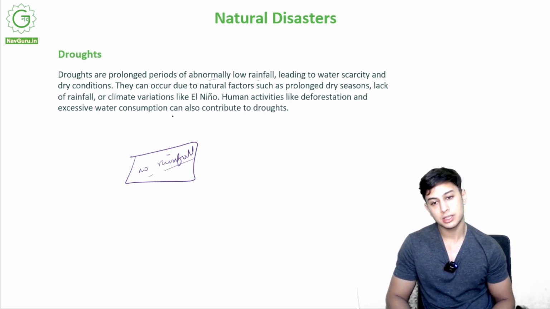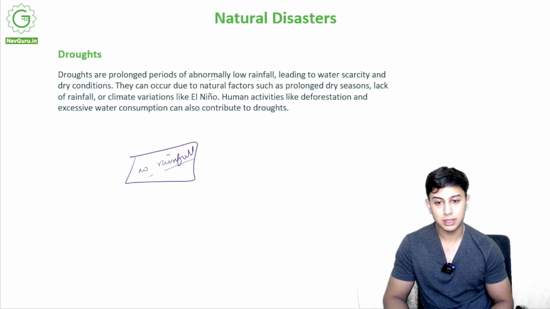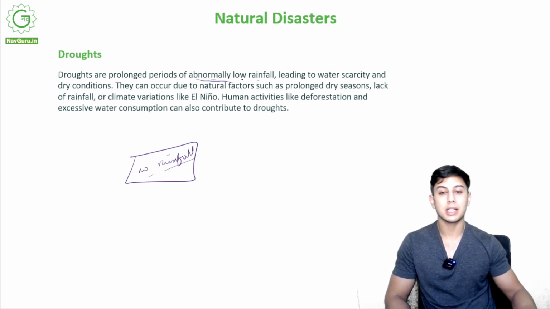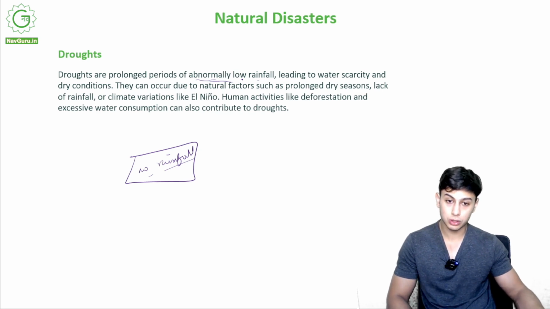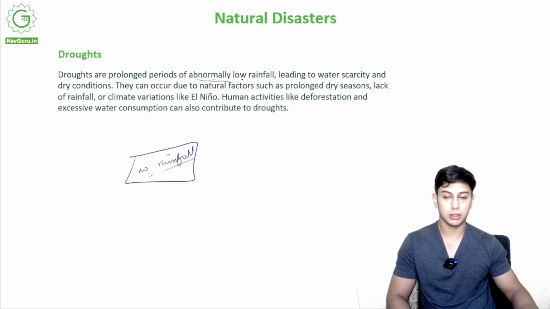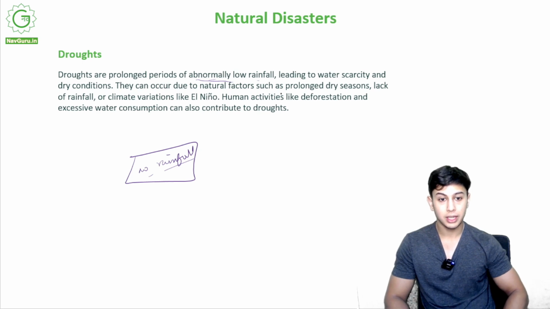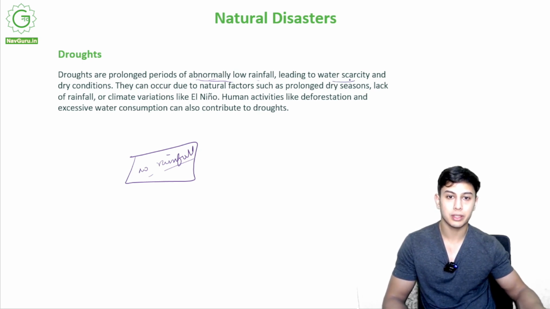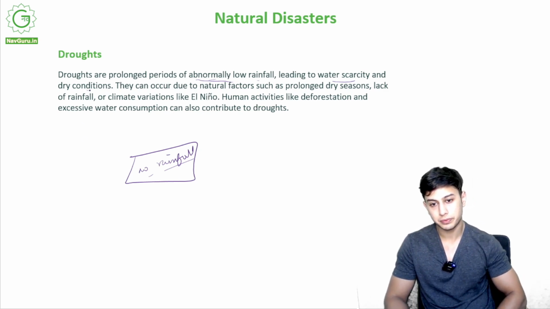But droughts occur in other areas. Droughts are prolonged periods of abnormally low rainfall. What does abnormally mean? Normally it was not so, but suddenly there is no rainfall for a long period of time, leading to water scarcity. All the water would evaporate from the ground and it would be very dry.